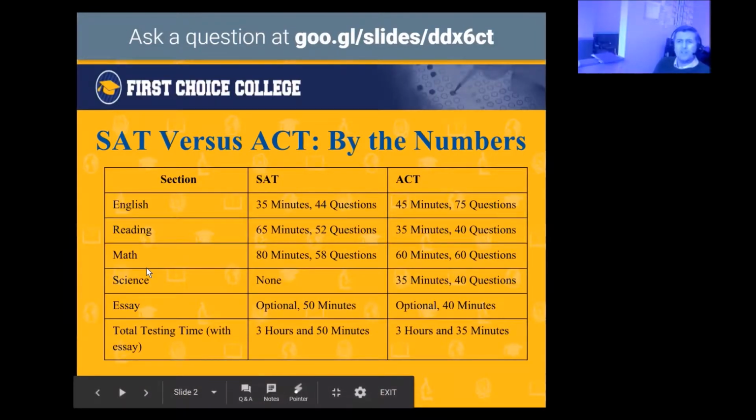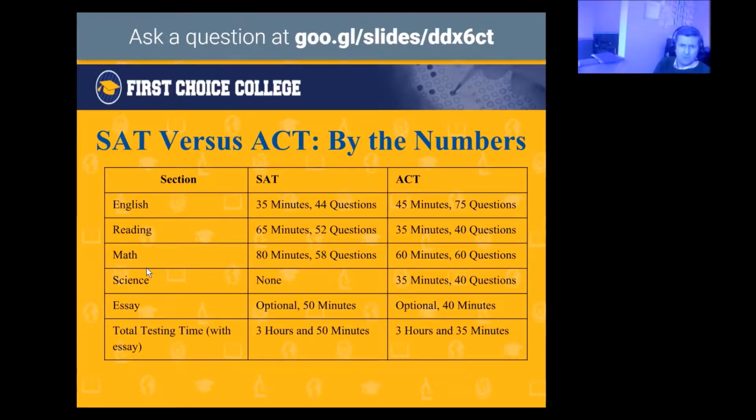First thing, let's just go over the tests by the numbers, and let's look through the different sections on each test. The English section on the SAT is 35 minutes, 44 questions. There are 4 passages with 11 questions. The ACT, 45 minutes. It's 10 minutes longer, but 75 questions, 31 more questions. So you have to work a lot faster on the ACT. There's less time per question. In many ways, the SAT is a test of speed as much as it is a test of assessing your content knowledge. The ACT has 5 passages, each with 15 questions.